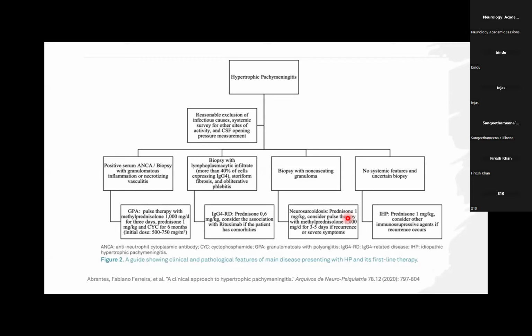If biopsy is showing non-caseating granuloma, we should suspect neurosarcoidosis, and give prednisolone 1 mg per kg. We should consider pulse therapy with methylprednisolone 1 gram for 3 to 5 days if there is recurrence or severe symptoms. Then, if there are no systemic features or the biopsy is uncertain, that is idiopathic hypertrophic pachymeningitis, then prednisolone can be started at 1 mg per kg, and we should consider other immunosuppressive agents if there is recurrence.